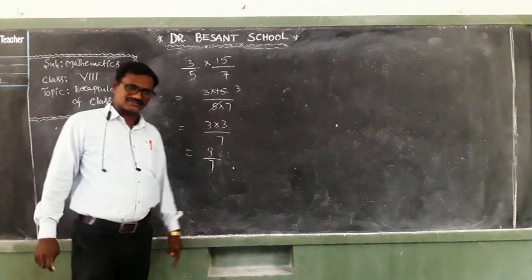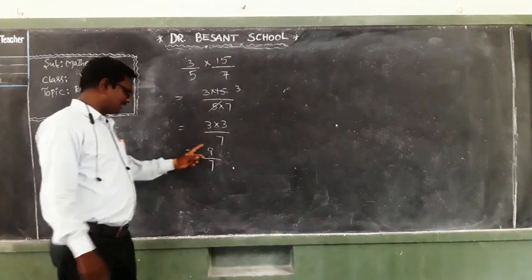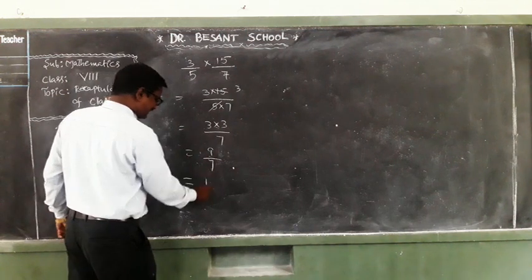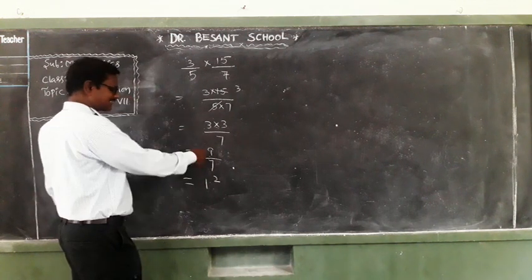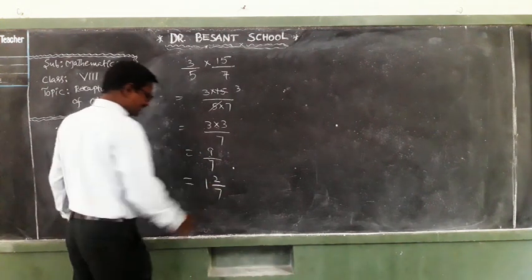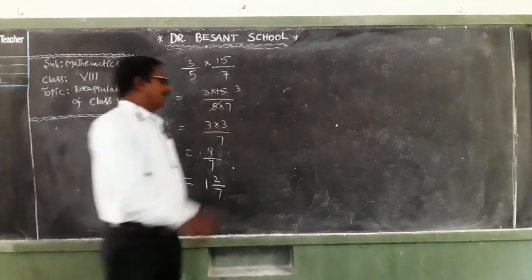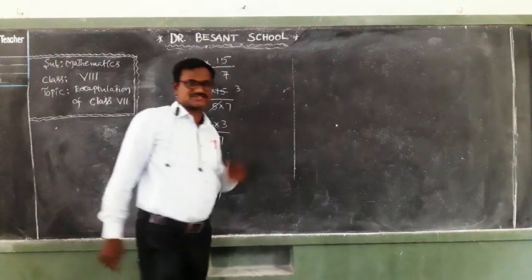It is what type of fraction? Improper fraction. Can we convert it into a mixed fraction? Yes. 7 1s are 7. Still 2 is there. Why? Because 9 minus 7 is 2. So 1 and 2 by 7. 7 1s are 7, 7 plus 2 is 9. 9 by 7.